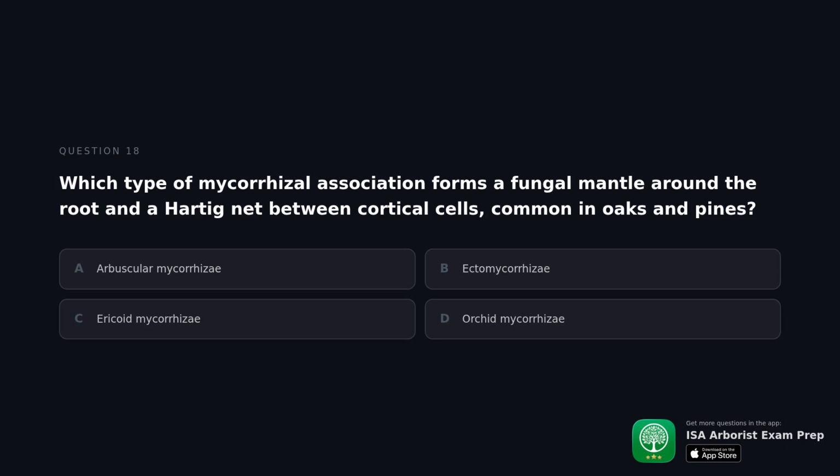Which type of mycorrhizal association forms a fungal mantle around the root and a Hartig net between cortical cells, common in oaks and pines? A. Arbuscular mycorrhizae. B. Ectomycorrhizae. C. Ericoid mycorrhizae. D. Orchid mycorrhizae.